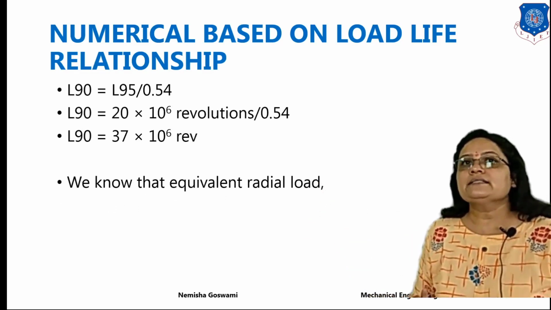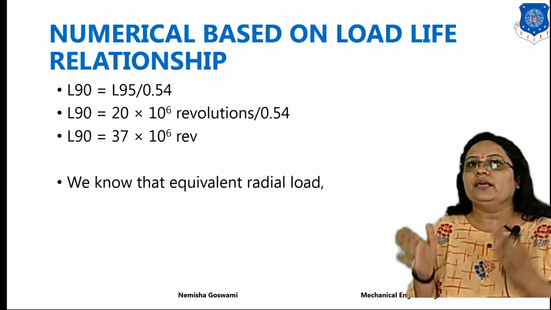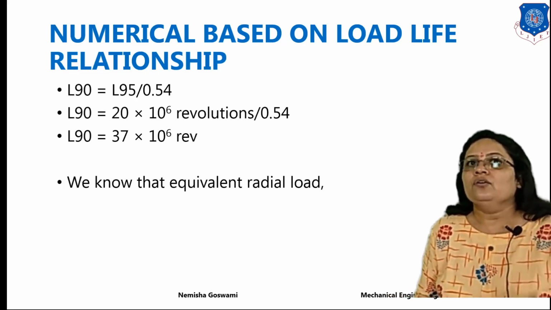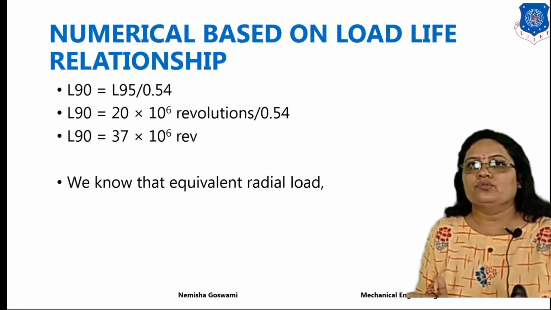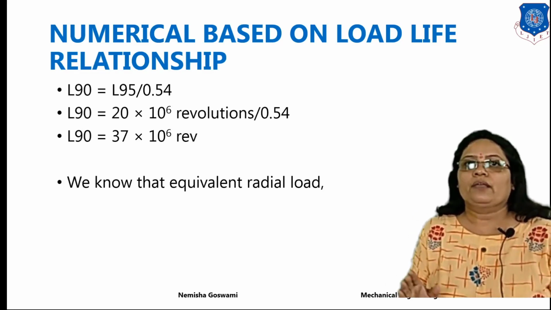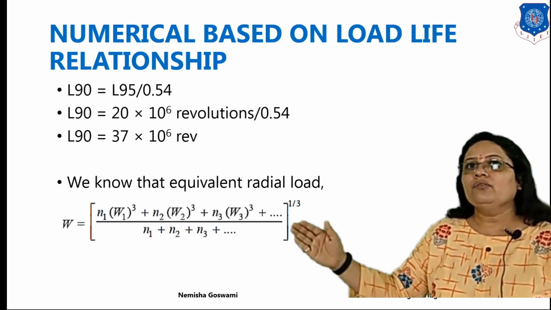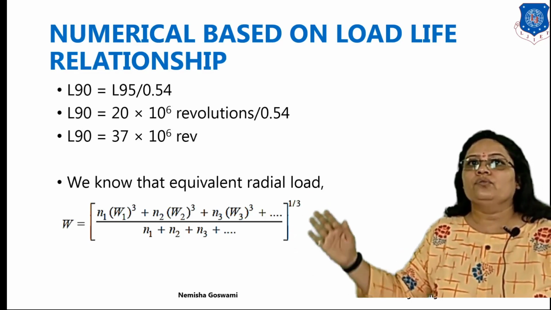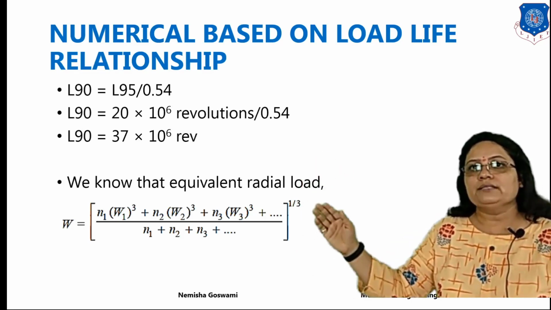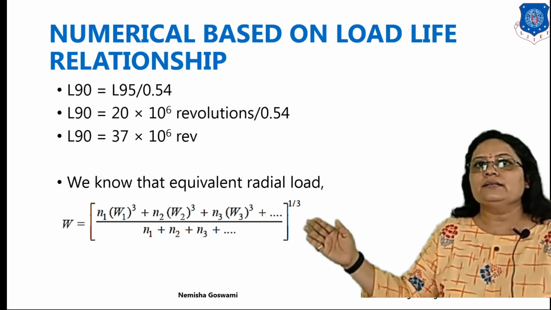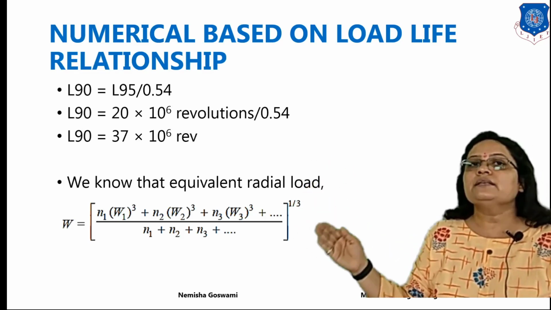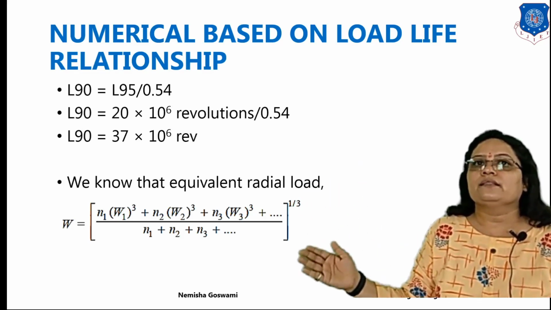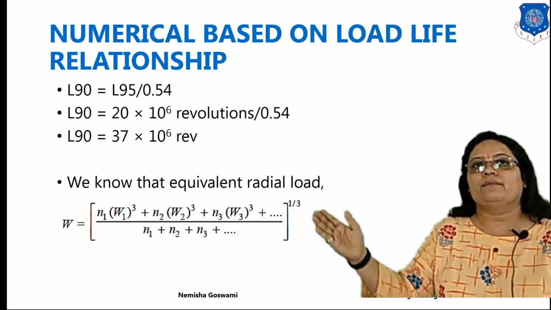Okay, and in the second step we have to find the equivalent radial load, because we have to find the dynamic load C. For that we have to find W, which is your equivalent radial load. So how to find the equivalent radial load? We have a standard equation: W equals N1 W1 power K plus N2 W2 power K plus N3 W3 power K plus N4 W4 power K, divided by N1 plus N2 plus N3 plus N4, whole power 1 upon 3.